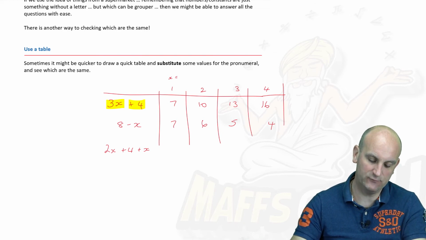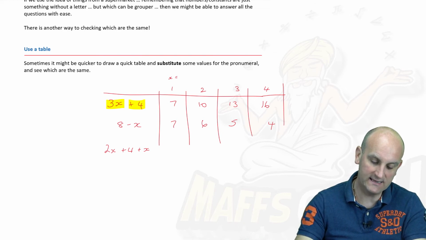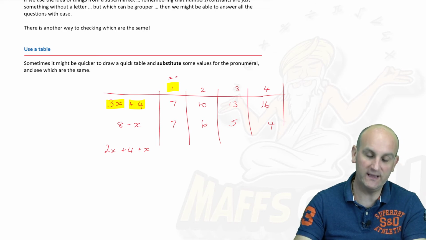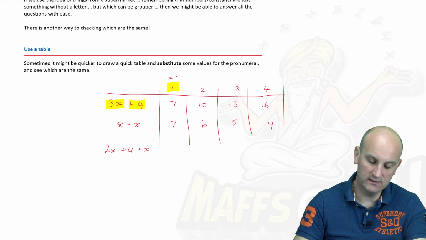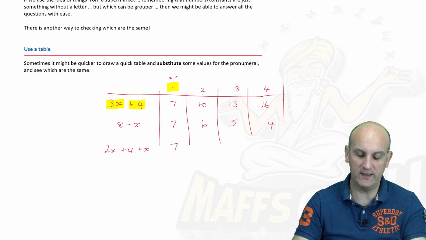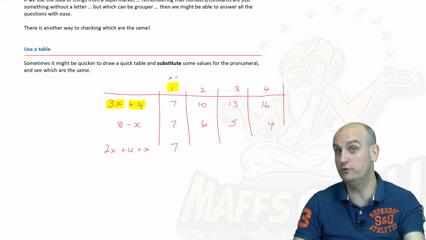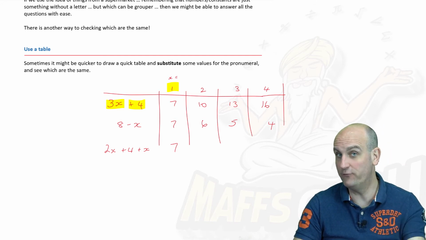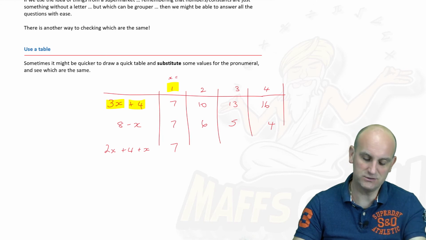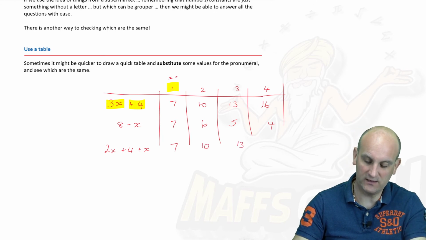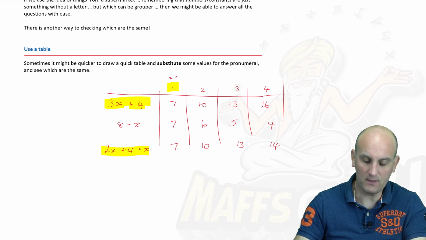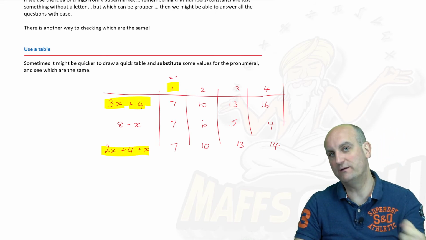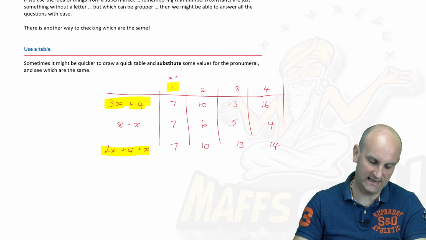Right, 2x's plus 4 plus another x. Well, if we're letting this first one be x equals 1, then I've got 2x's, which is 2 times 1, which is 2, plus 4, which is 6, plus x, which is 1, gives me 7. What about the next one? x is now 2, so 2 2's are 4, plus 4 gives me 8, plus 2 gives me 10. And if I continue, I work out, using my table, that 3x plus 4 and 2x plus 4 plus x are in fact exactly the same.